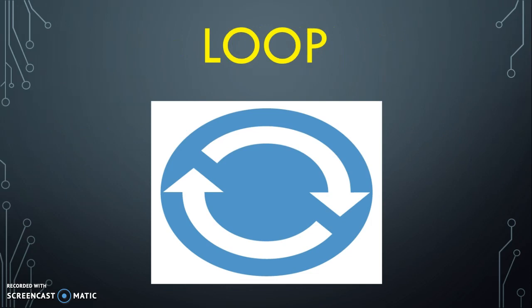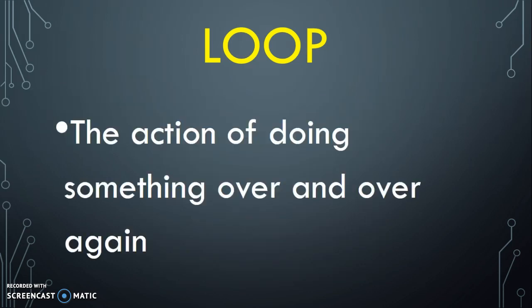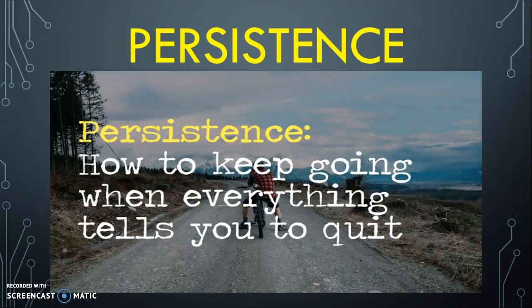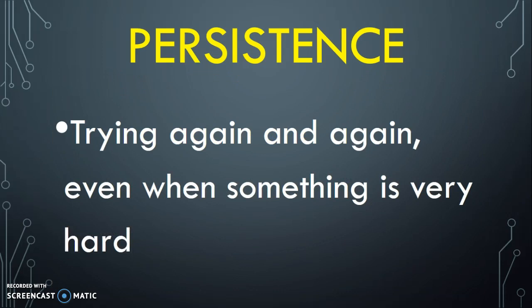A loop. You guys are familiar with loops if you play your favorite song over and over. So a loop is the action of doing something over and over again. Persistence. This is going to be absolutely key when you're using code.org. Trying again and again, even when something is very hard.